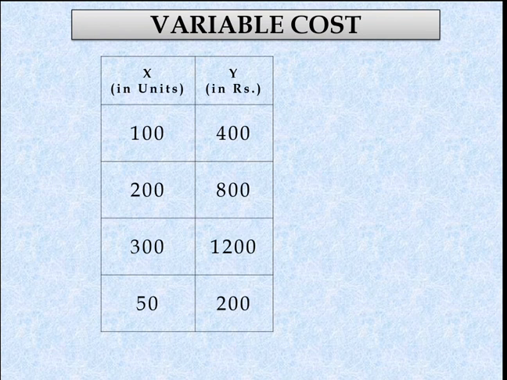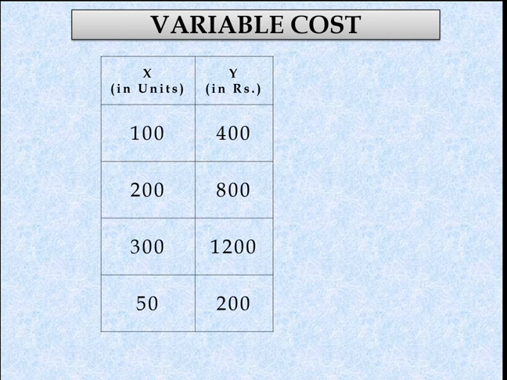When we produce 100 units, 400 is the total cost. When we produce 200 units, 800 is the total cost. And when we produce 300 units, 1200 is the total cost. And when we produce only 50 units, rupees 200 is the total cost.